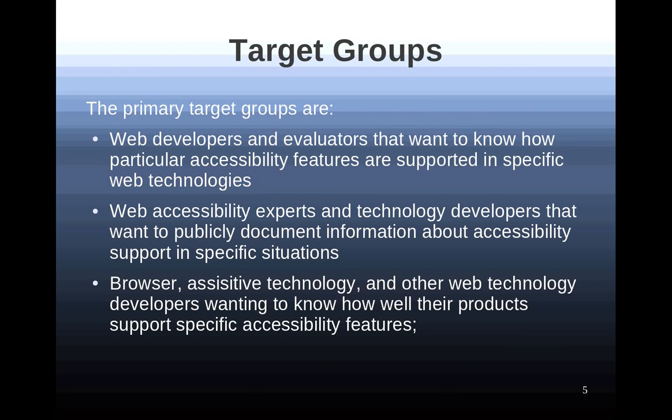The primary target groups are web developers and evaluators that want to know how particular accessibility features are supported in specific web technologies, web accessibility experts and technology developers that want to publicly document information about accessibility support in specific situations, and browser, assistive technology and other web technology developers wanting to know how well their products support specific accessibility features.